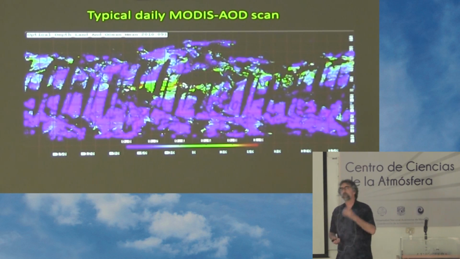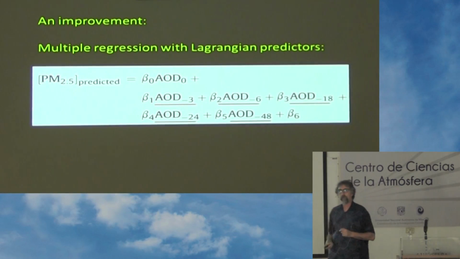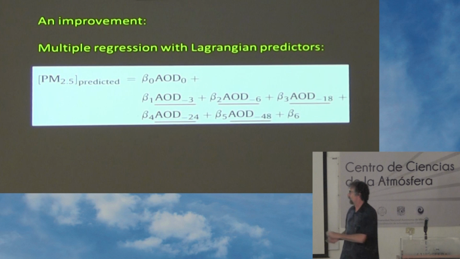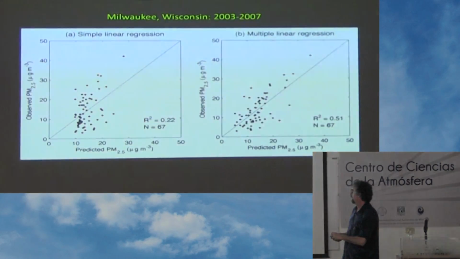So with this model, you have a problem because you can only use aerosol optical depth when it's not cloudy. But that problem is multiplied because it has to not be cloudy at your location of interest. It has to also not be cloudy 3 hours upwind and 6 hours upwind, etc. So we have a problem with data availability.